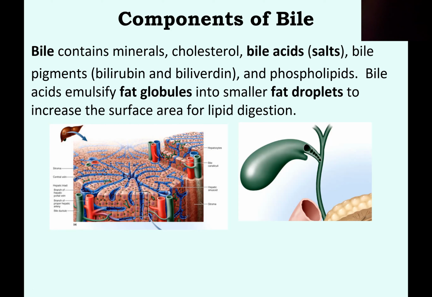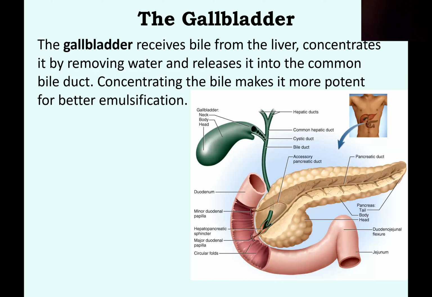Okay. The liver makes the bile, but it has to go to the gallbladder in order to be processed and made more effective. The gallbladder is going to receive the bile from the liver, and then it's going to get more concentrated. So it's basically going to suck out the water.